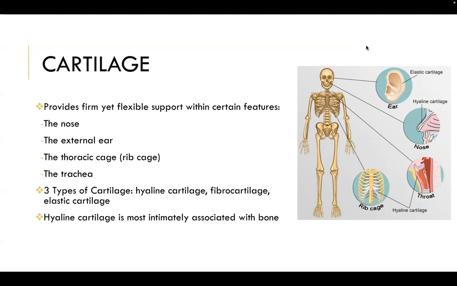There are other types of cartilage. There's fibrocartilage that's found in the intervertebral discs, so between the discs of the spine, joint capsules, and ligaments as well. And then there's elastic cartilage, which is found in the external ear, the epiglottis, which is the little flap of cartilage that prevents food going down your throat from going into your windpipe, and the larynx, which is your voice box.